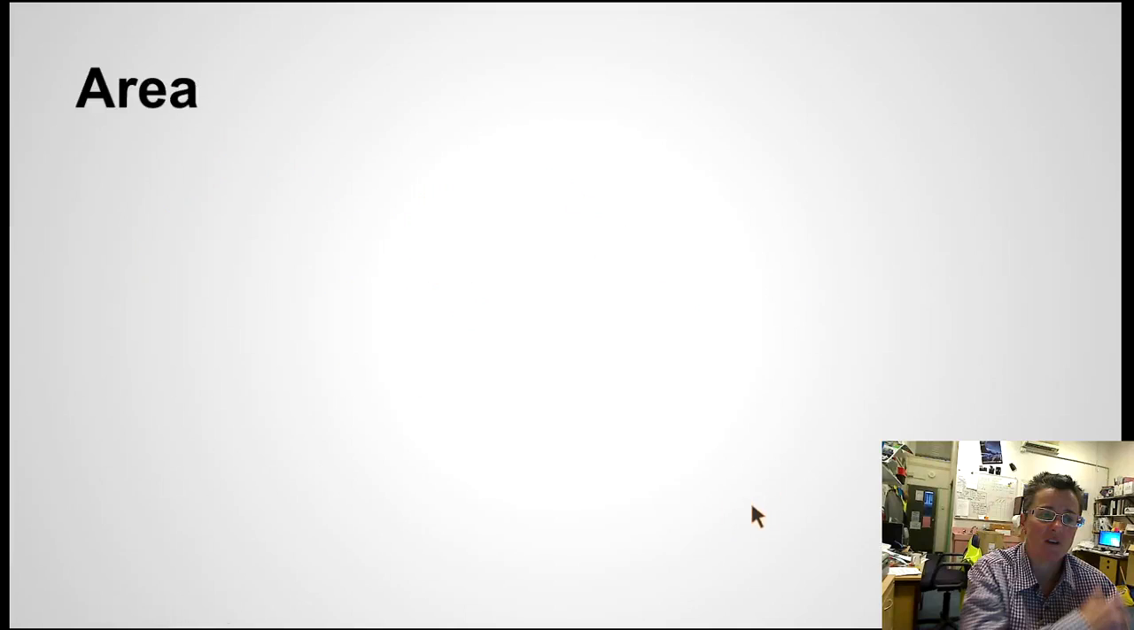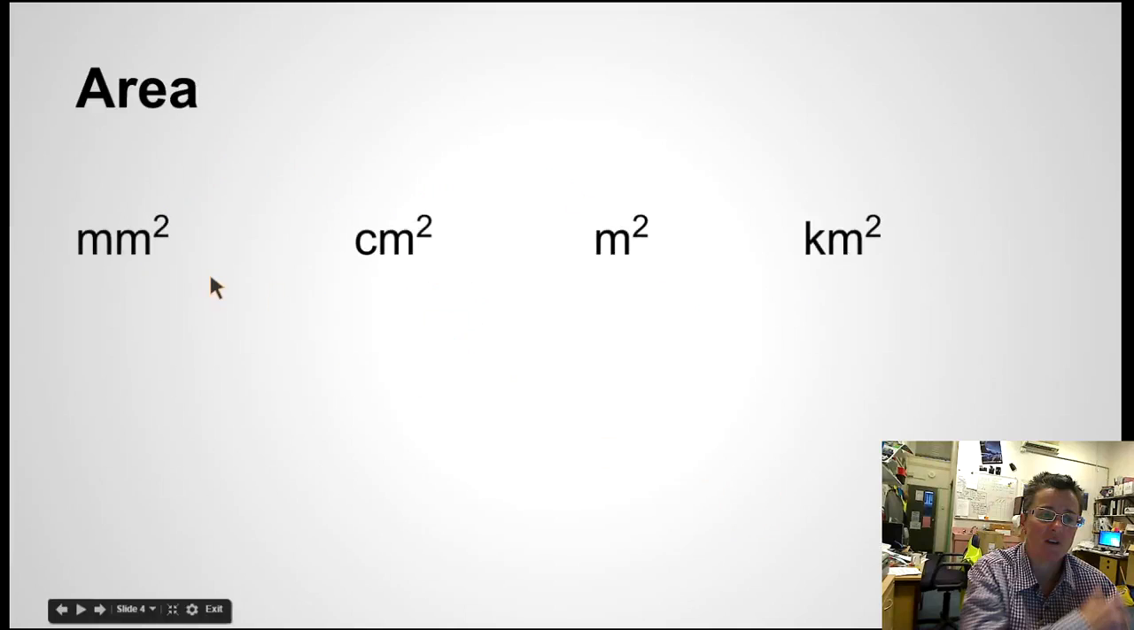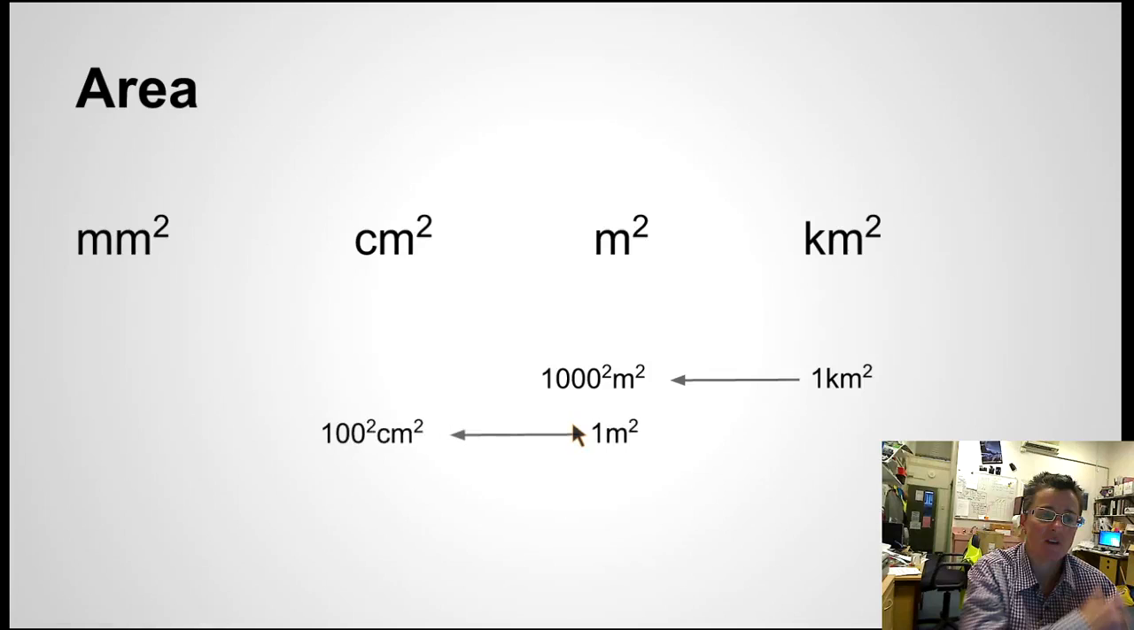So that's length. Now area is very similar, except in area we're actually talking about little squares. So a kilometer square, or a meter square, or a centimeter square, or a millimeter square. So that means that 1 kilometer square is still 1,000 meters, but it's 1,000 meters by 1,000 meters. So that's 1,000 squared. And 1 meter square, similarly, is 100 centimeters by 100 centimeters. So it's 100 centimeters squared. And 1 centimeter square is similarly 10 millimeters by 10 millimeters.